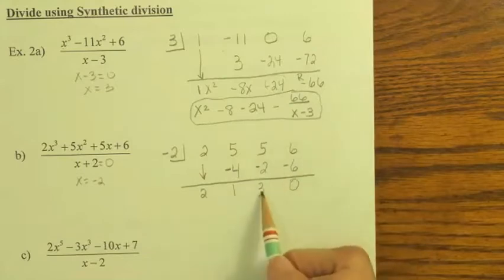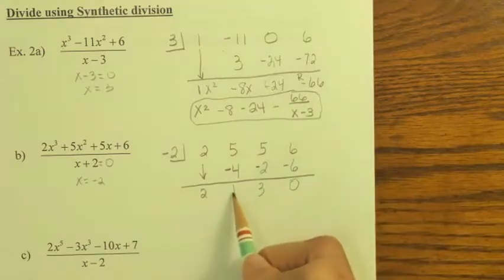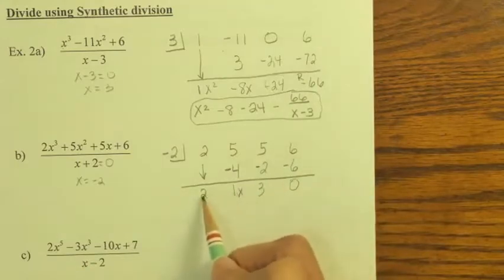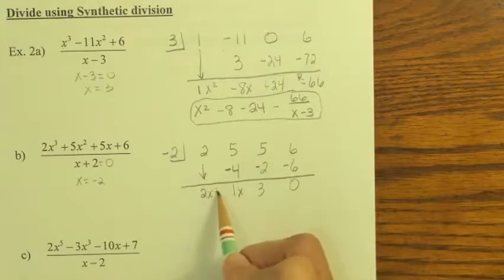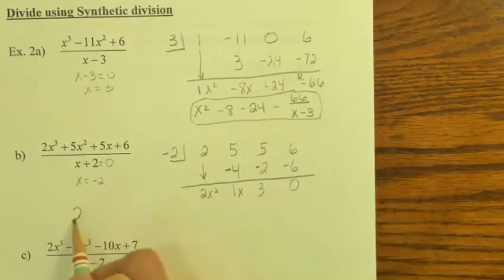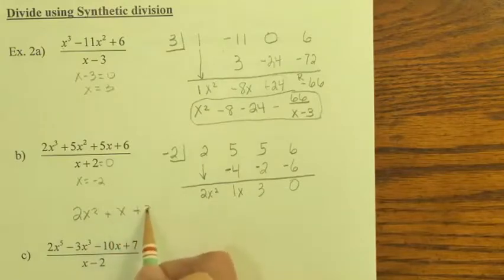Again, starting on the right, this is your remainder. This is your constant. This is the coefficient of your x to the first term. This is the coefficient of your x squared term. So your answer is 2x squared plus x plus 3.